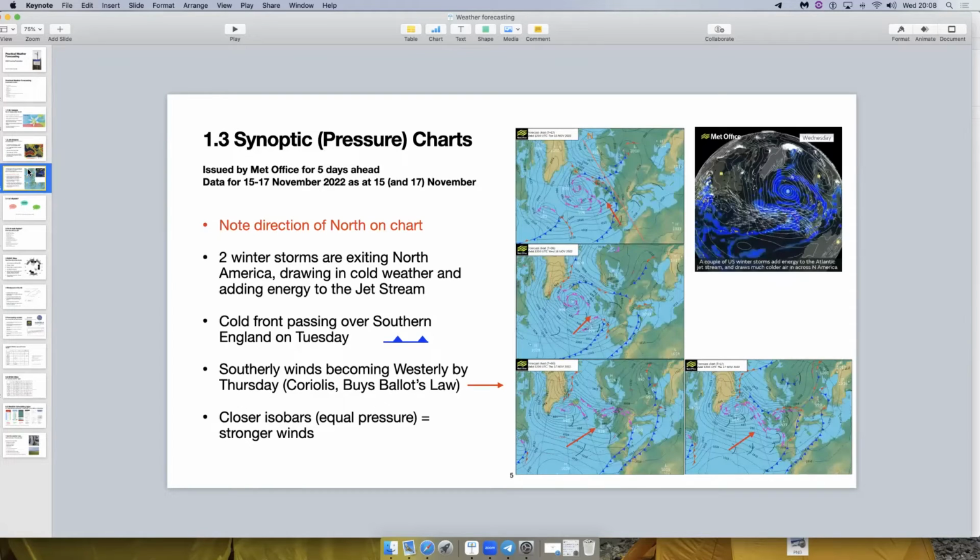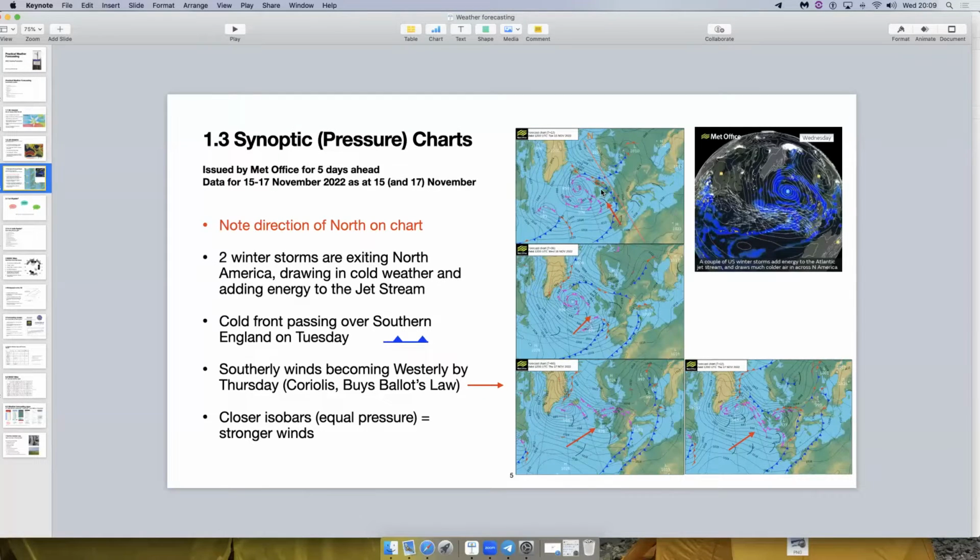You should all at least be broadly aware of synoptic charts. These pressure charts are issued by the Met Office. They're issued for 5 days ahead, and they do give us a good indication of the weather over that 5-day period. Synoptic just means a summary of the current position. What we can see here is for the 15th, 16th, and 17th, as at the 15th of November.